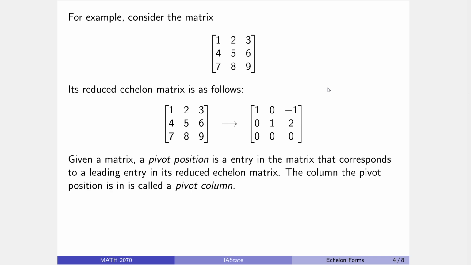Okay. Now, given a matrix, we are going to use this language, pivot position, to indicate an entry in a matrix corresponding to the leading coefficients. So, for example, these things right here are the pivot positions. This is where the leading entries in the reduced row echelon form are. So any pivot position is going to then be referred to as a pivot column. So the first and second column of our matrix is a pivot column, whereas the third one fails to be because there is no leading coefficient in the third column in the reduced echelon form.